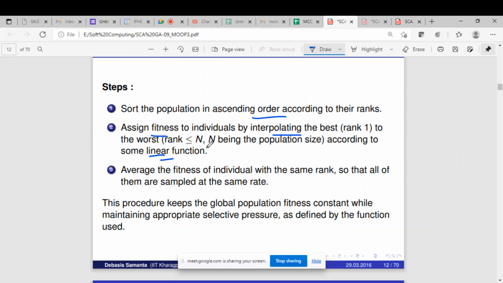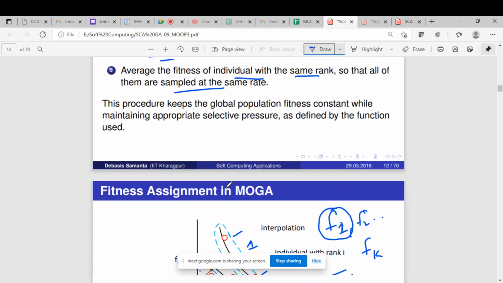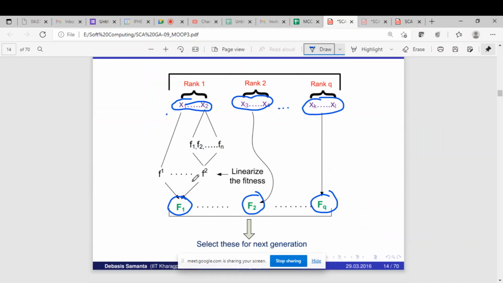As a result of performing this operation, what will happen? The individuals who fall in the same rank will have the same fitness value. We average the fitness of the individuals with the same rank, so that all of them are sampled at the same rate. So all the individuals in rank 1 will have the fitness score F1, all the individuals in rank 2 will have the fitness score F2, right? So it happens like that.